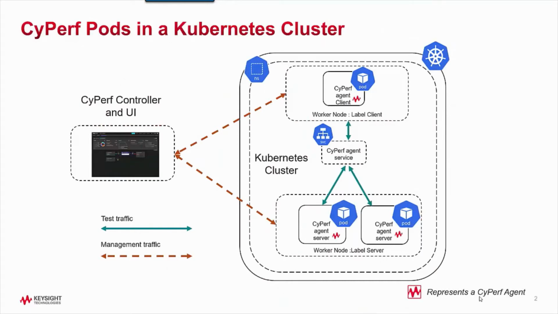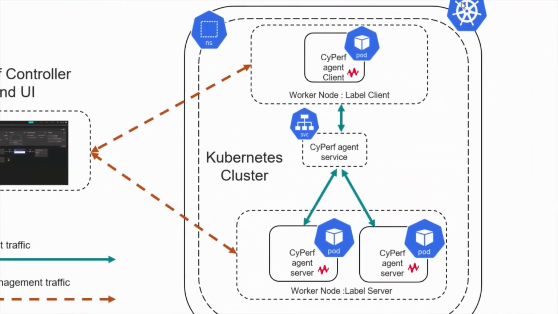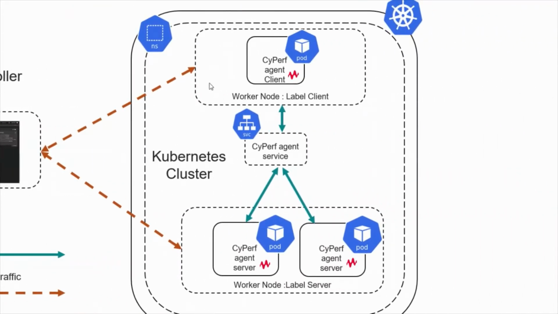In this particular topology, we have this UI or controller on the left-hand side, and we have this Kubernetes cluster where we have two worker nodes, and we will label them as client and server, and we'll deploy some pods. We'll have a type of agent service. Services are something that Kubernetes provides so that the server pods can be behind them. So let's go and see this topology first.